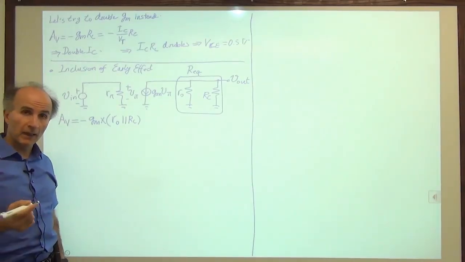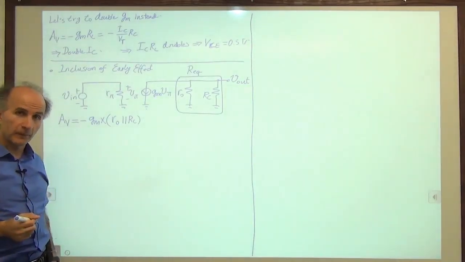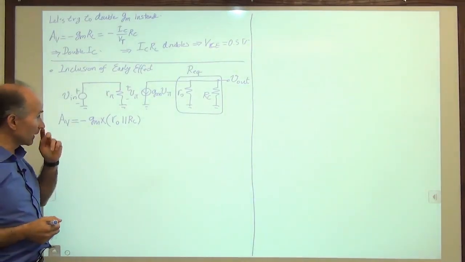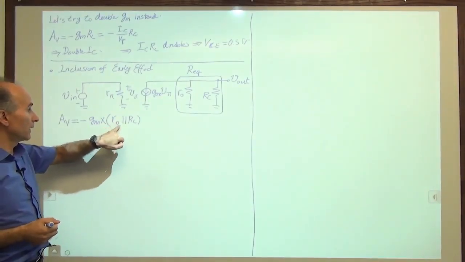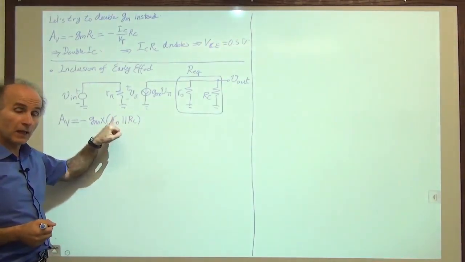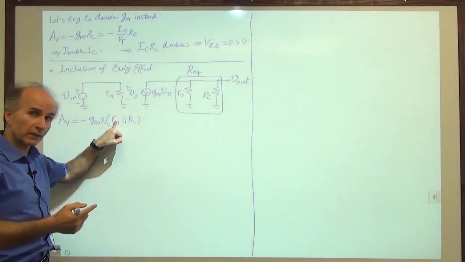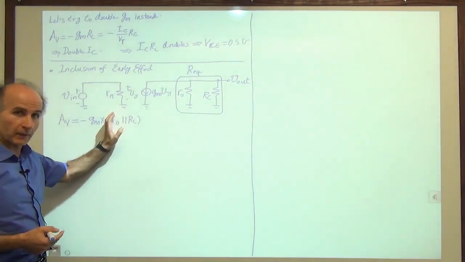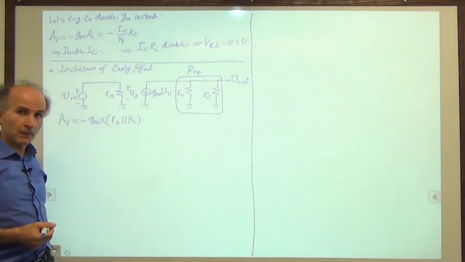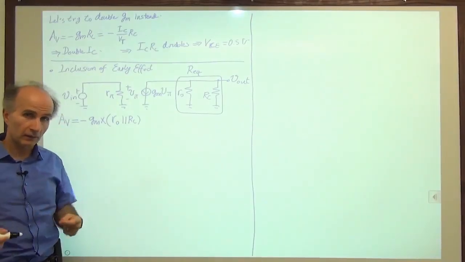So now you might ask, when do I include early effect? When do I not include early effect? Well, that comes with experience. We can do a quick calculation in our head to see if these two are comparable. If RO is, for example, 10 times RC or higher, its effect might be negligible. We can just say RC. But if not, then we have to include it. And sometimes you are told in your exams and homeworks whether to include it or not include it.